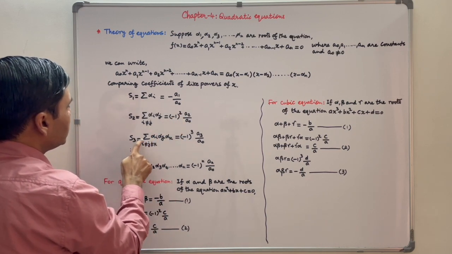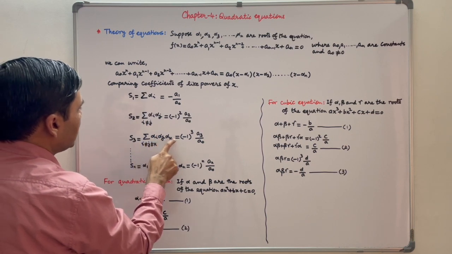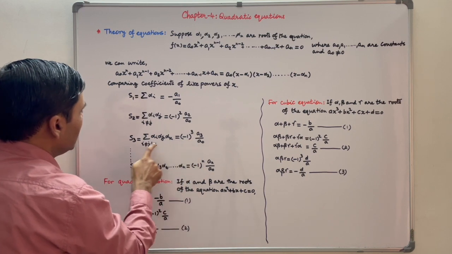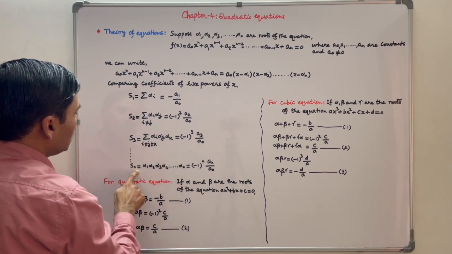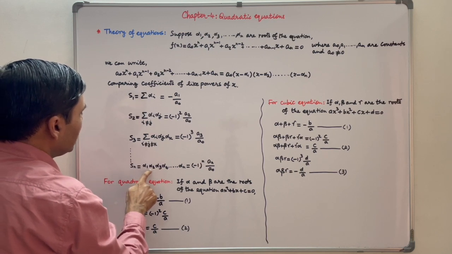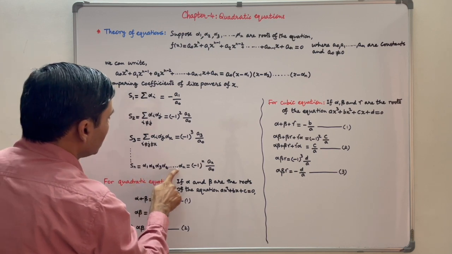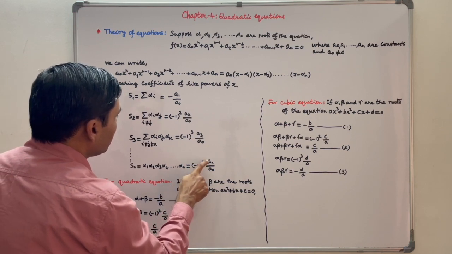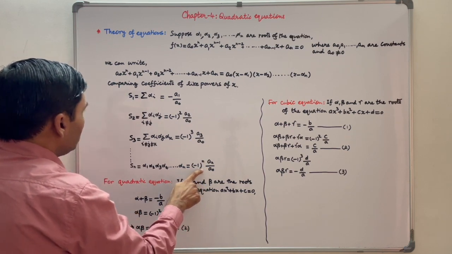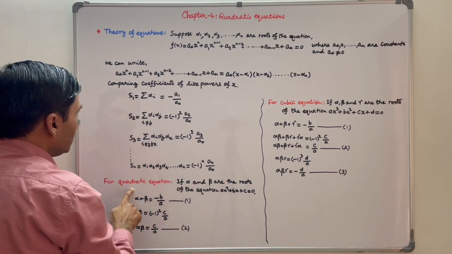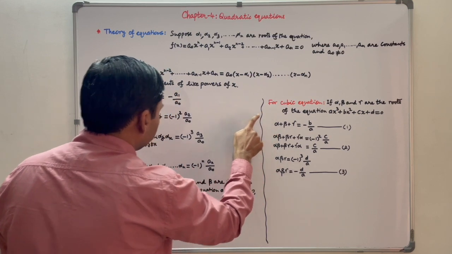S3 is equal to sum of the roots taken 3 at a time, and that is equal to minus 1 to power 3 a3 upon a0. Similarly, Sn is equal to sum of the roots taken n at a time, and that is equal to alpha 1, alpha 2, alpha 3 and so on up to alpha n, and that is equal to minus 1 to power n an upon a0. We will apply these rules to find out the roots of a quadratic equation and a cubic equation.